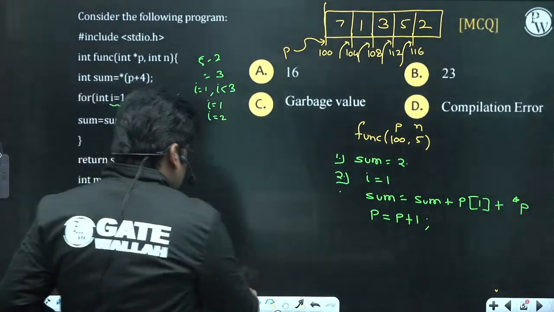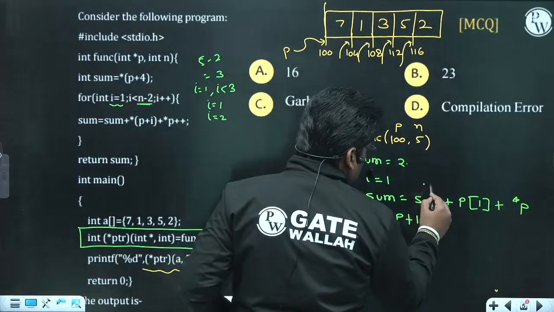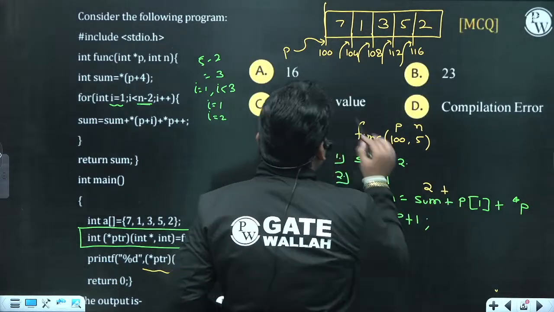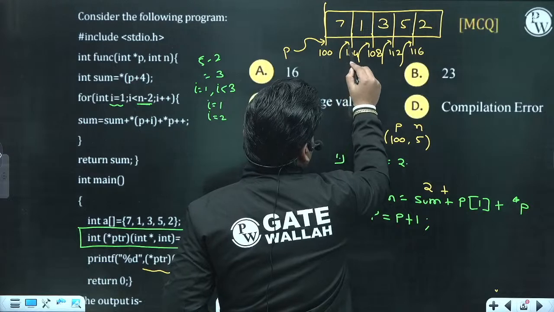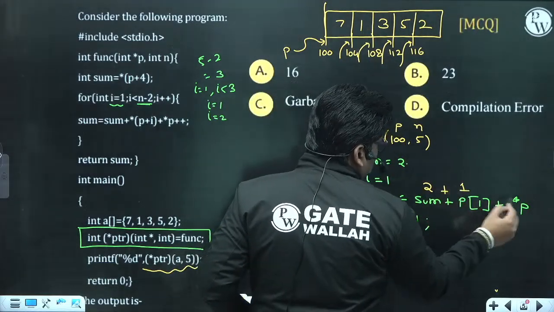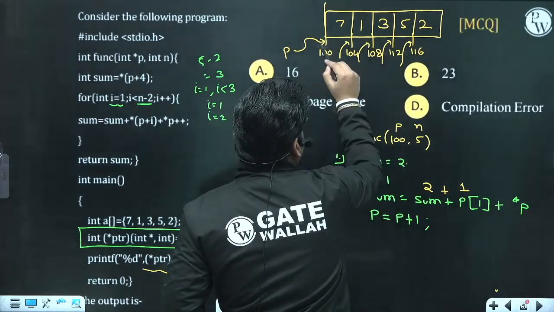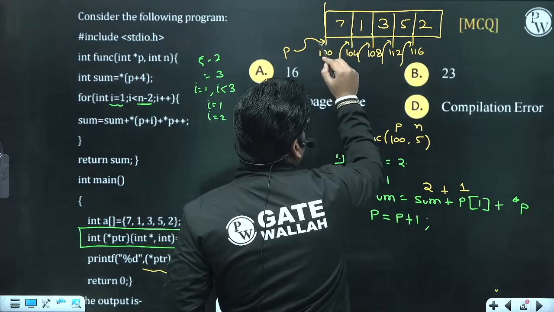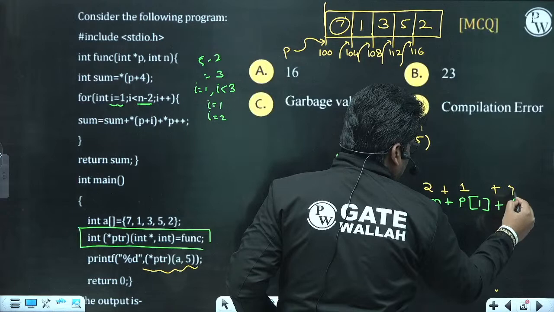So sir, by this statement what will happen? Sir, because the value of sum is 2, so we are saying 2 plus, see, if P is this address, what is P of 1? Sir, P is this, P plus 1 is this, P of 1 is 1. Okay. What is the star of P? See, if P is pointing over here, P plus 0 is pointing over here, star P means the value 7.